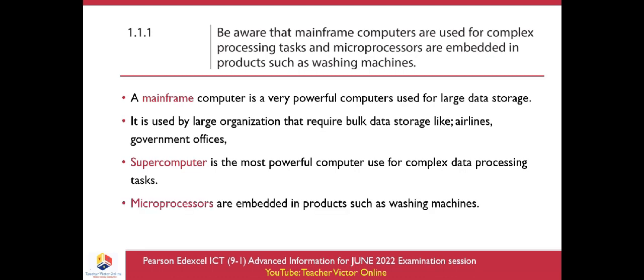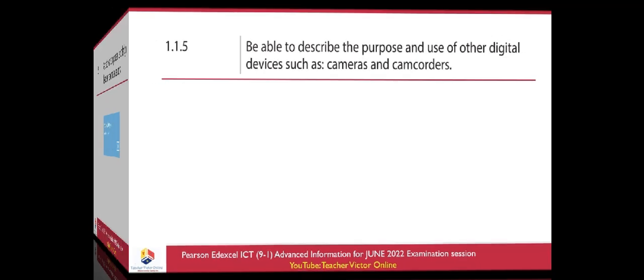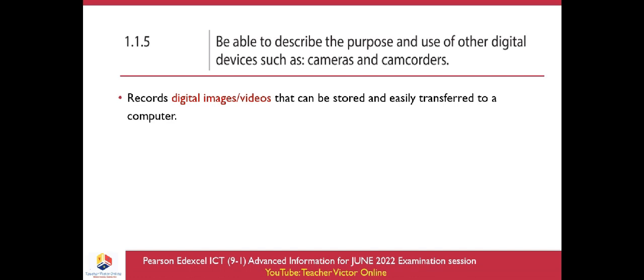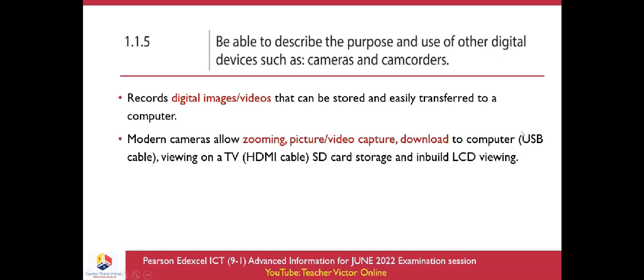Microprocessors, as it is said in the objective, are embedded in products such as washing machines. The examiner said that we should be able to describe the purpose and use of other digital devices such as cameras and camcorders. So we ask ourselves, what is the work of cameras? First, you need to understand that the work of cameras is to record digital images and videos. They can be stored and easily transferred to a computer. Modern cameras allow zooming, picture and video capture, and download to a computer.